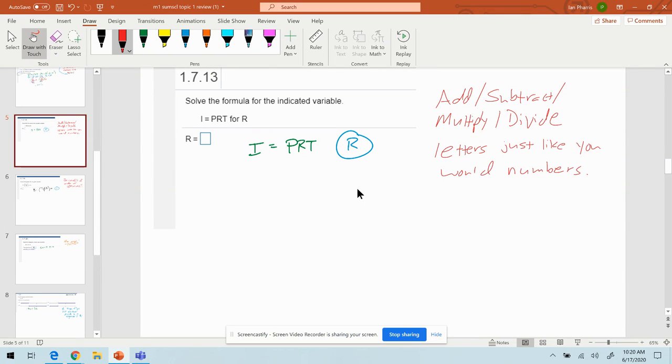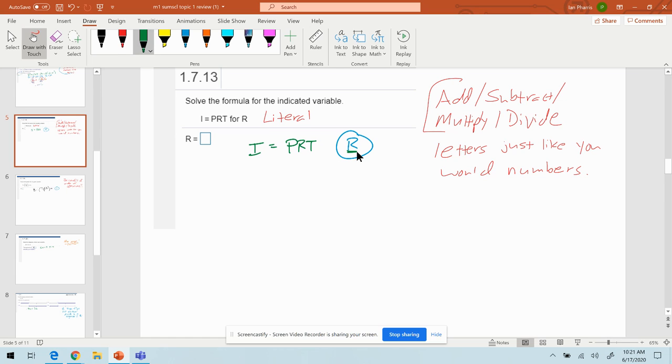All right, here we go with part 2 of the video for helping out with the topic 1 summer school test, for solving a literal equation. This is what they call a literal equation because you're literally working with letters. So just add, subtract, multiply, or divide letters just like you would numbers. This one's a fairly easy one.